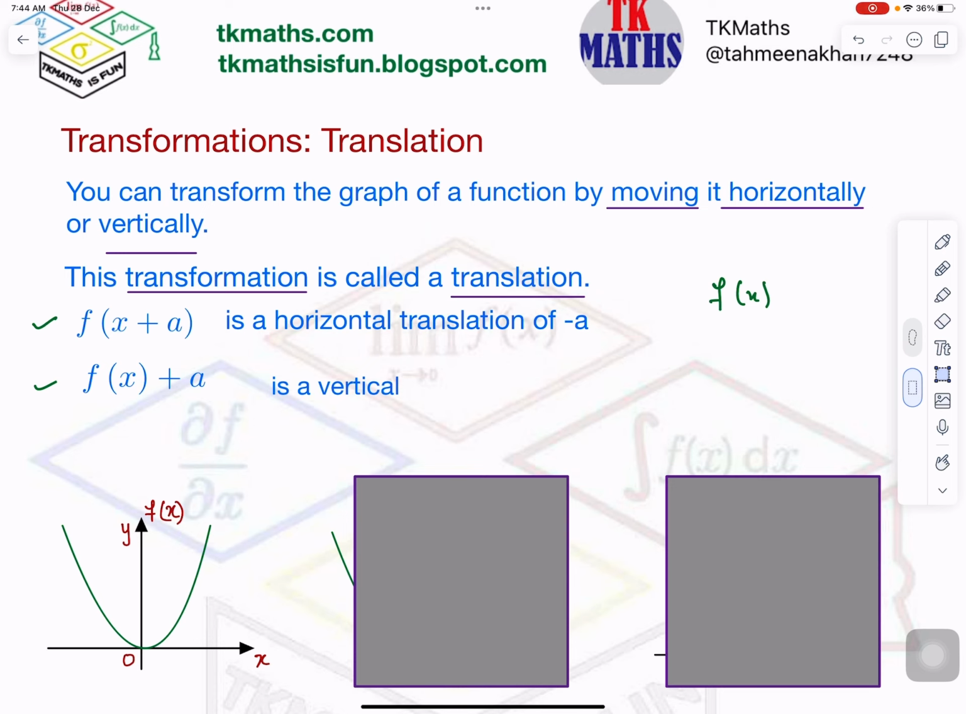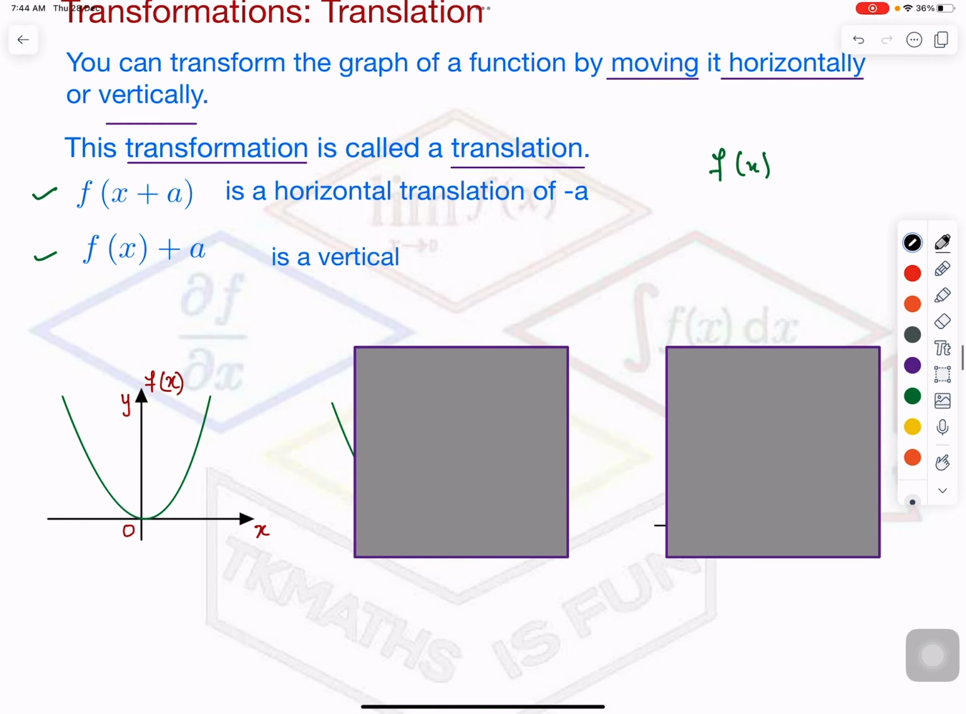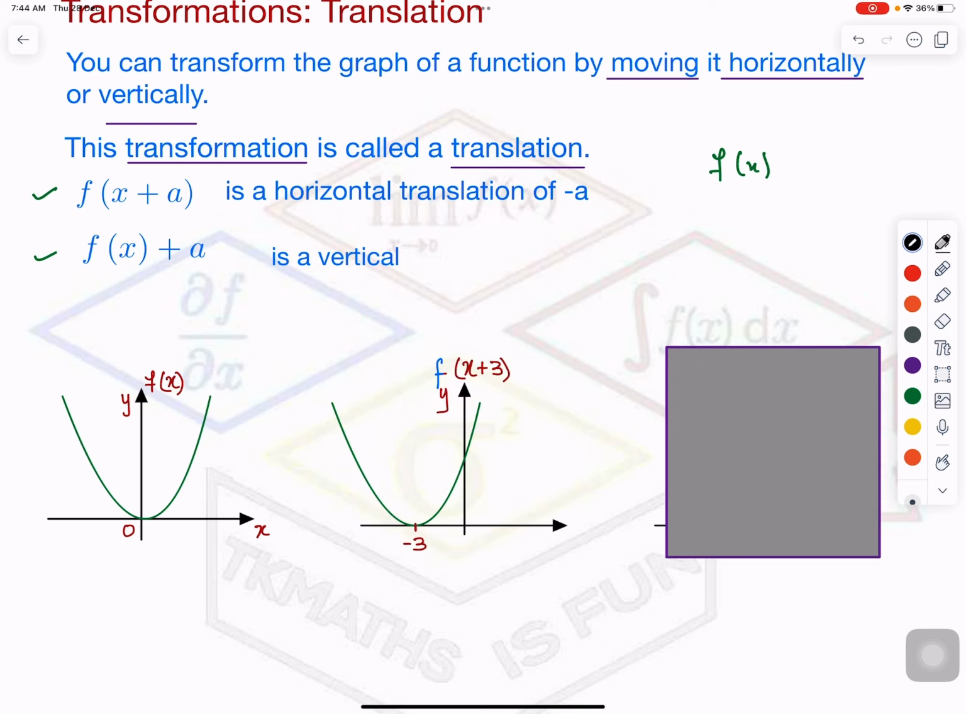Suppose this is the sketch given to you. Equation is not given here, sketch is given. If the question says you have to move f of x plus a number, for example here x plus 3, it means you will move it horizontally 3 units to the left. X plus 3 means moving the graph 3 units to the left. If it is x minus 3, same graph, then you will move it 3 units to the right.